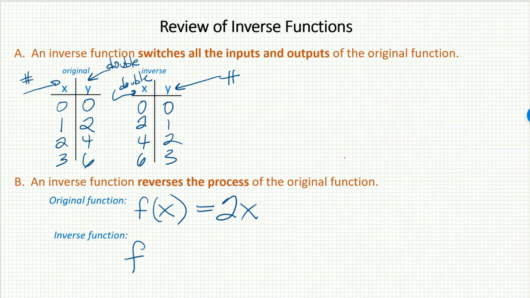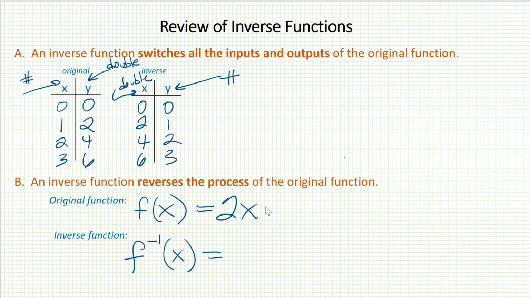We write that f inverse of x. Notice the little -1. It's not an exponent. It's just notation. It's read inverse. F inverse of x. So what do I fill in here for the equation? Well, it's just going to be the reverse of doubling something.